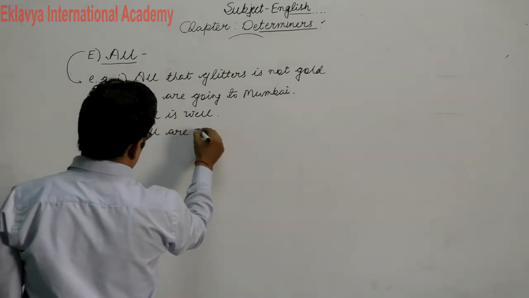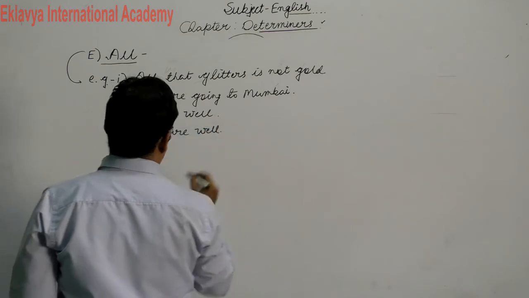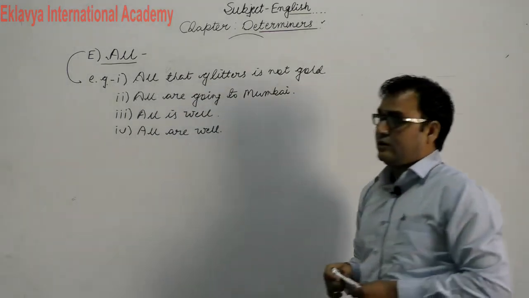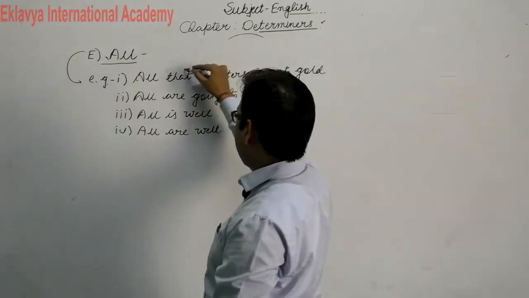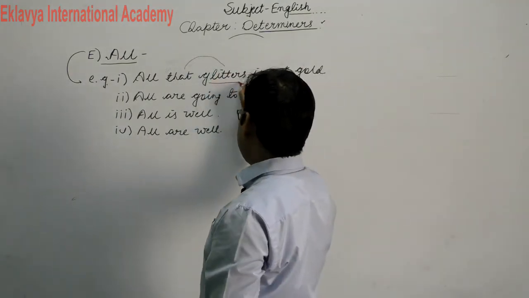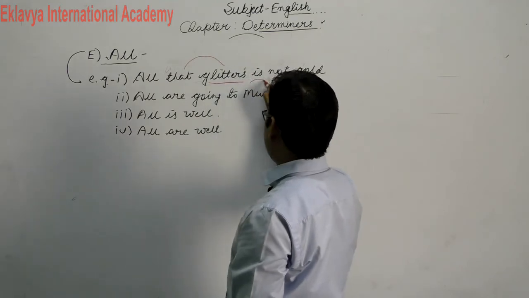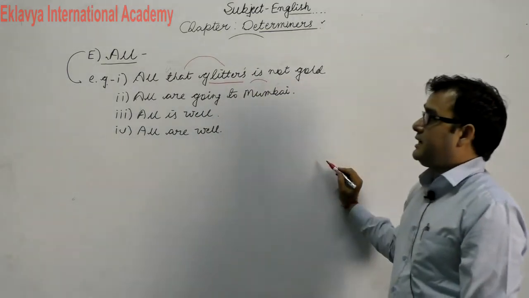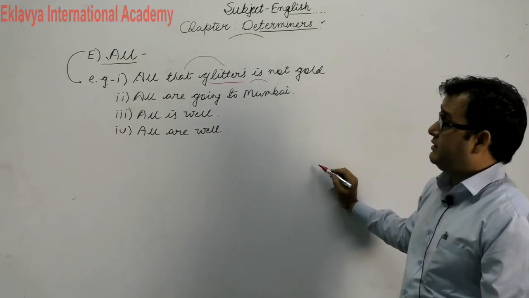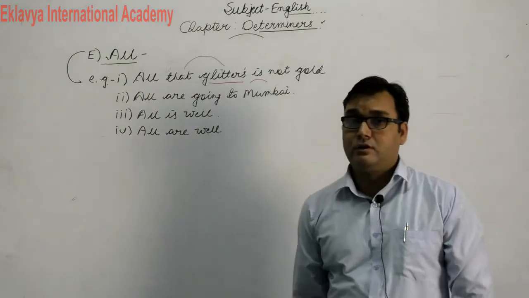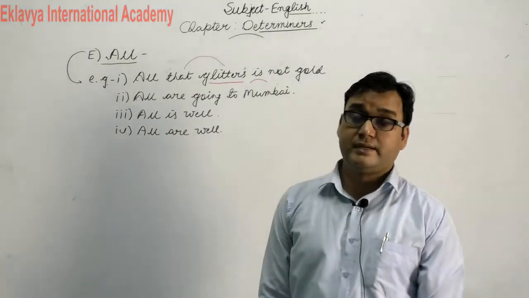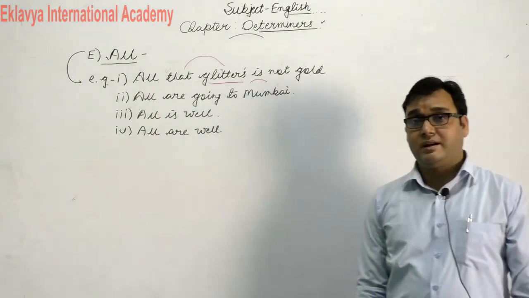All are well. Okay, let's discuss about all. Okay, all in point number E, students. All that glitters is not gold, okay. All that glitters is not gold, कि सभी वह सभी चीज़ें जो चमकती है, सोना नहीं होती.